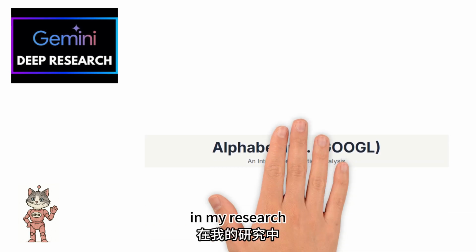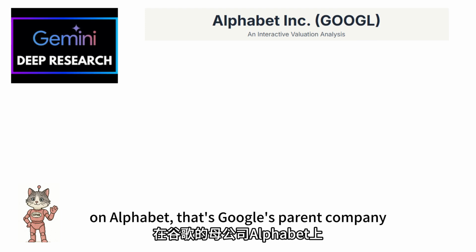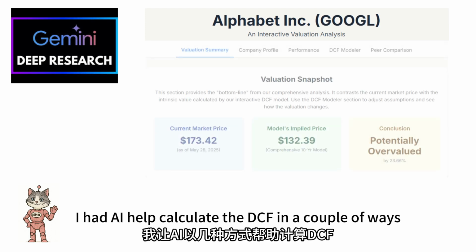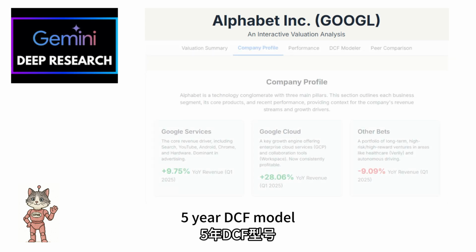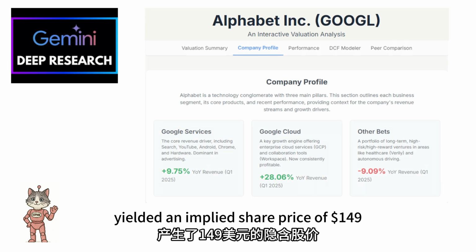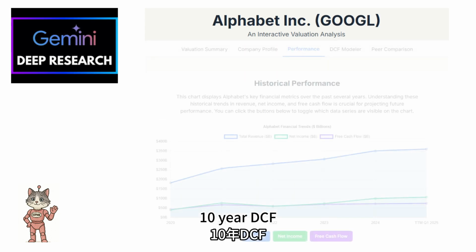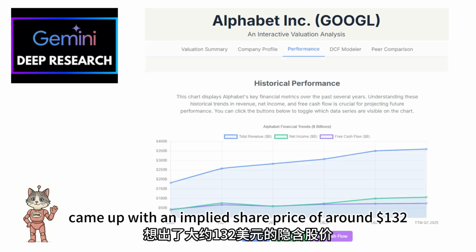In my research on Alphabet, that's Google's parent company, I had AI help calculate the DCF in a couple of ways, including a more comprehensive one. The simplified 5-year DCF model yielded an implied share price of $149. The comprehensive 10-year DCF model came up with an implied share price of around $132.